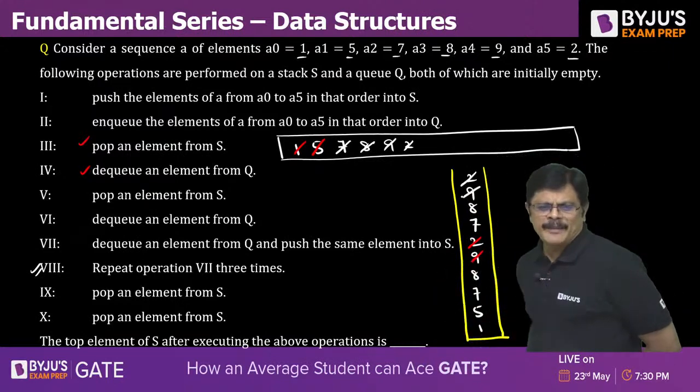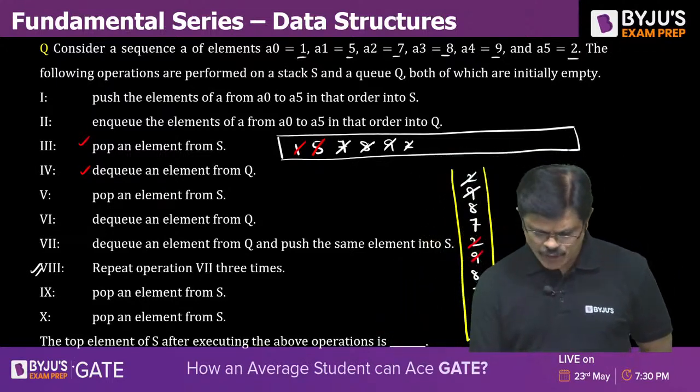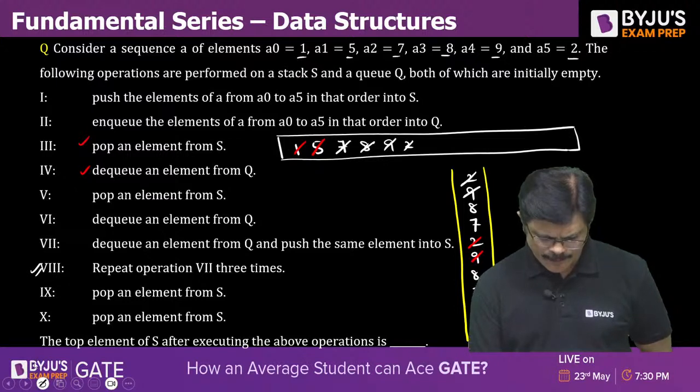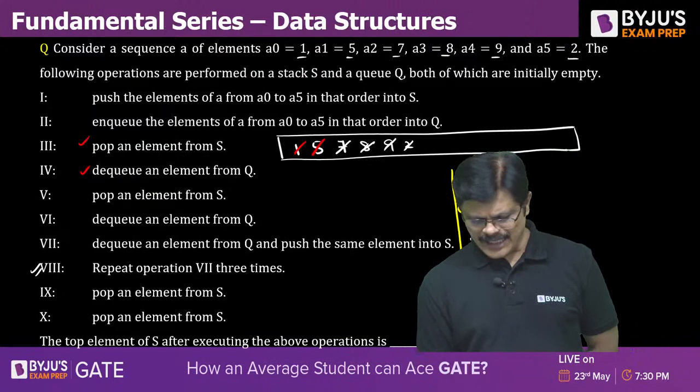Now what is the top element after this, my dear friend? Okay, the final answer is 8. What is the top element on the stack? The top element is 8, which is A3. Very good. The answer is 8.